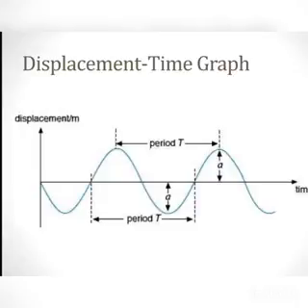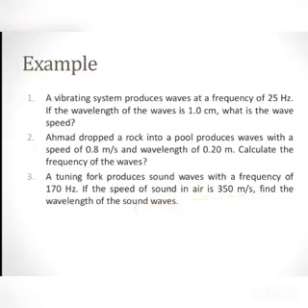We will just measure the time between two peaks, or the time between two troughs. The time taken to complete one wave, here between the two peaks, is known as the time period of the wave. So it was all about the displacement time graph.